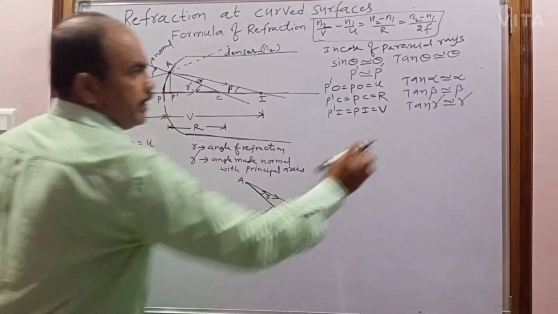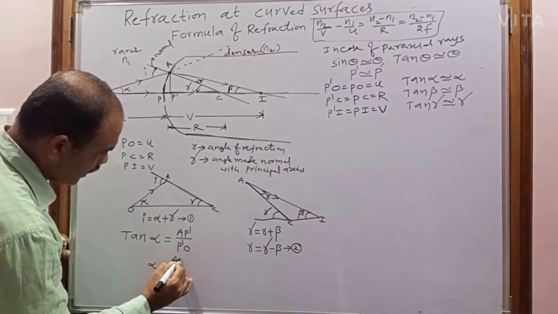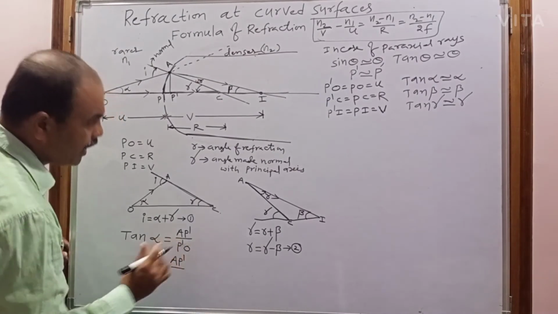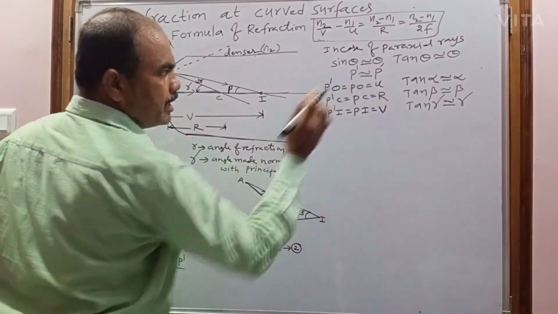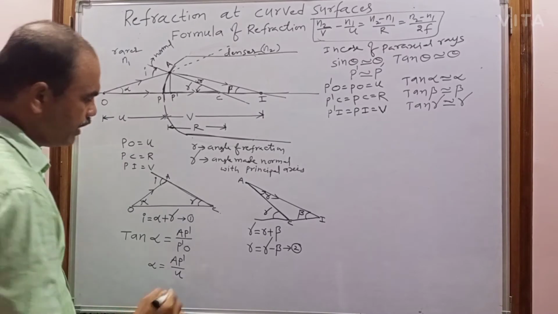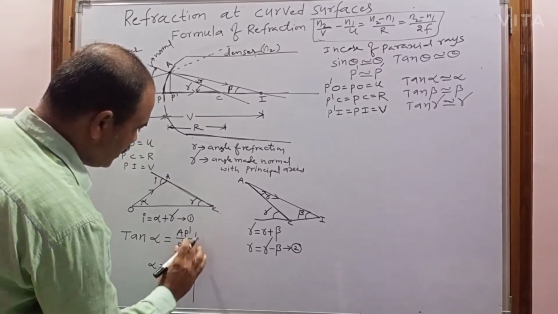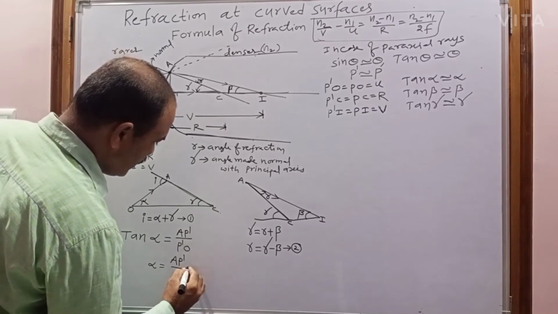So tan alpha can be taken as alpha equal to AP dash by P dash O. P dash O can be taken as PO, and PO is nothing but U. This is the tan alpha. Next, let us consider this equation 3.